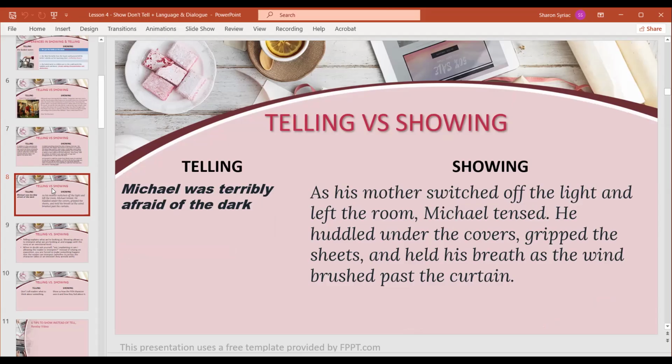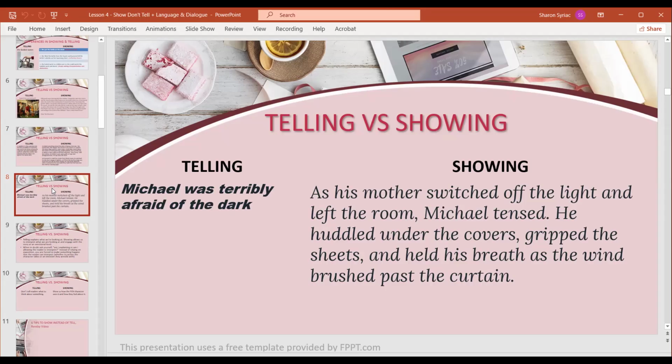Narissa, can you read, please? It's very telling. And again, I can't see you. So Scott, I'm assuming you're here. Please read the showing part. Okay, so telling is: Michael was terribly afraid of the dark. Right. And okay, somebody else read showing?